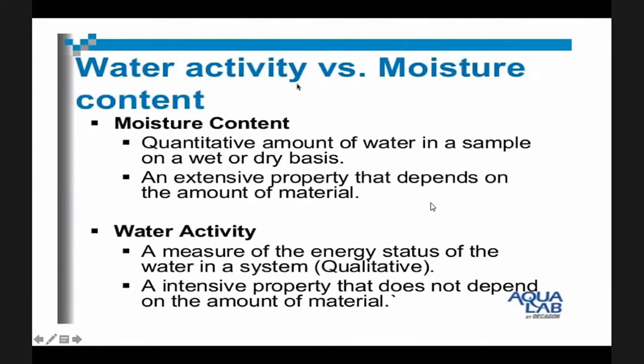So the two parameters in food that we will be determining are moisture and water activity. Moisture is one of the components of the so-called proximate analysis in food, while water activity is a quality parameter. So here we will first discuss an overview.